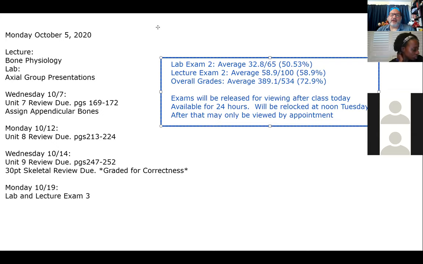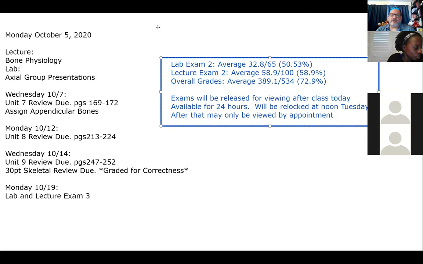I have no problem with that. And I purposely set the format of this class where it is, it's not competitive. All right? If every single person in this class gets 90% of the points, every single person in this class can get an A. So one person's grade doesn't affect anybody else's in that fashion. And so towards that end, I'm here to help you to be successful. That's the whole point of why we're here.